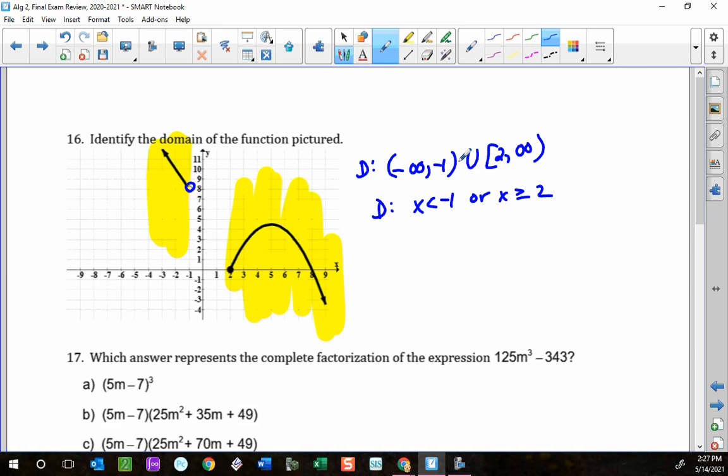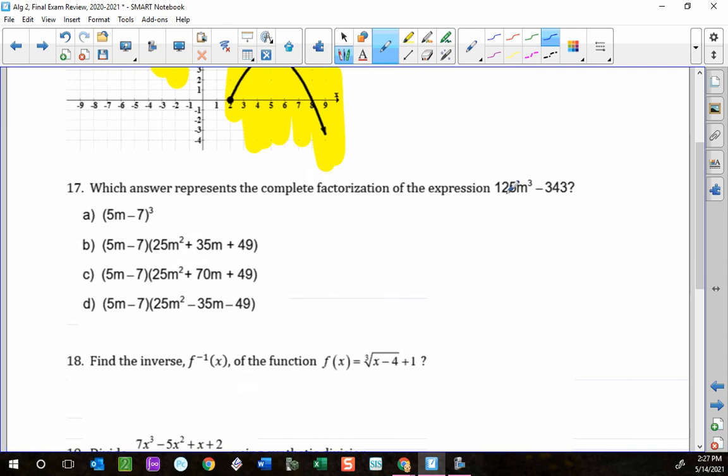Alright, number 17, we're trying to factor this. So these, hopefully you recognize, are perfect cubes. 125 is 5 times 5 times 5. 343 is 7 times 7 times 7, so 7 cubed. So remember, when we factor this, we have a little piece and then a larger piece. So in the little piece, you break this down. This came from 5m. You can do the cube root of it. This came from 7. And over here, remember, you square, multiply, square.